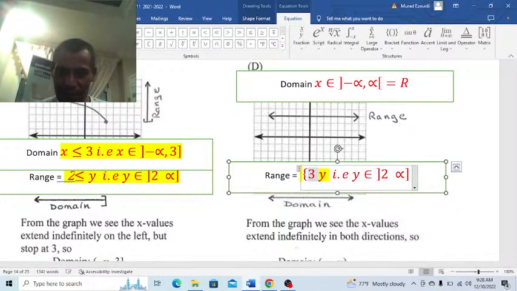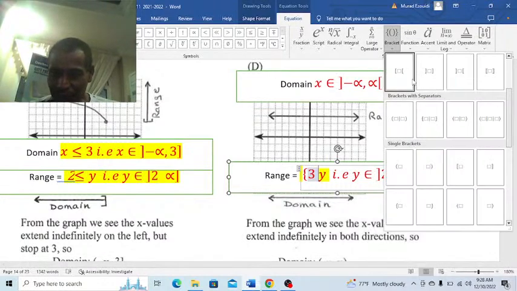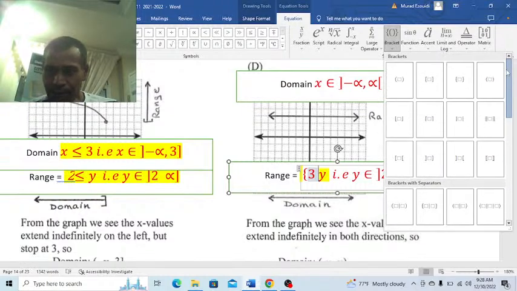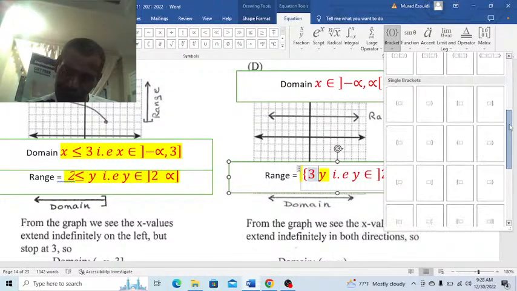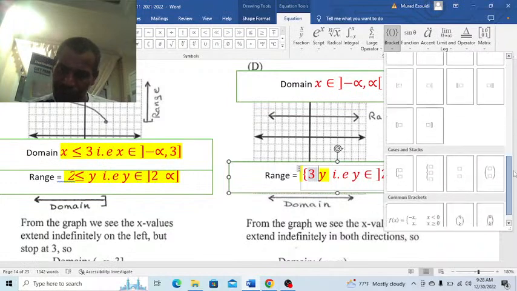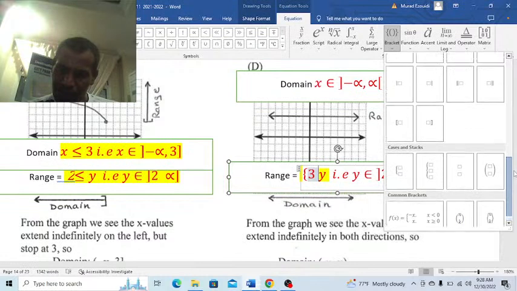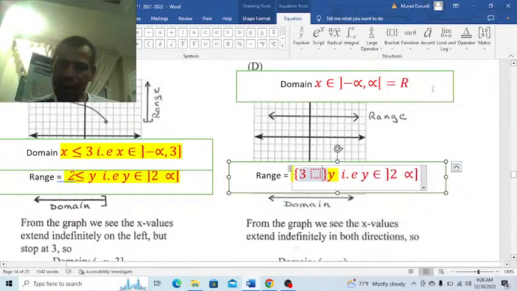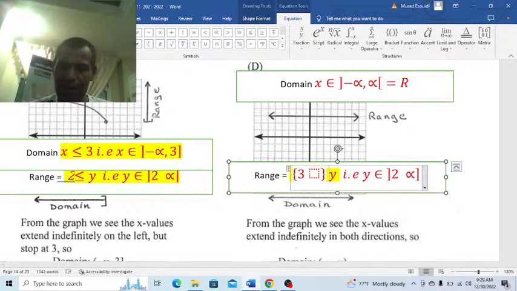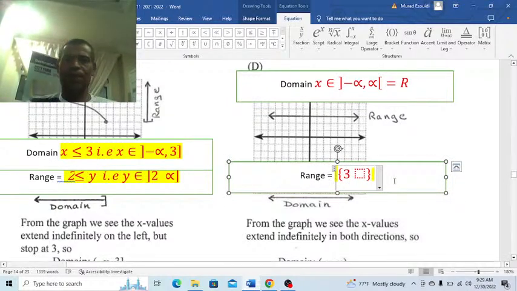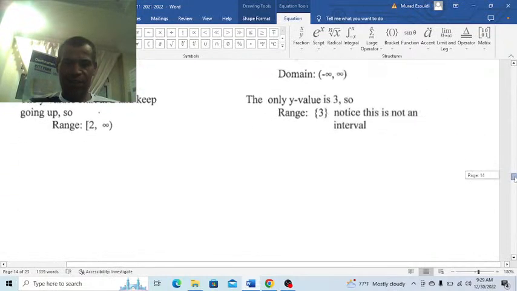Okay, we'll close this. How can I do it? Singleton, singleton. I didn't find it. Okay. So this one, learners, is the range. Now for the next question.